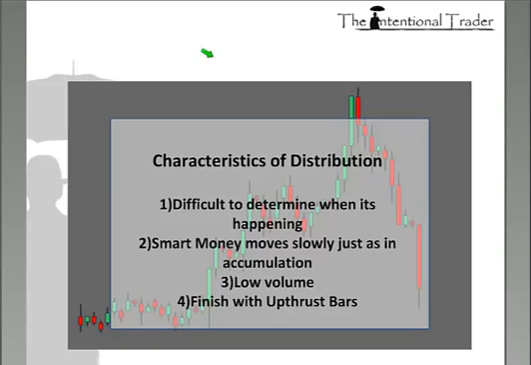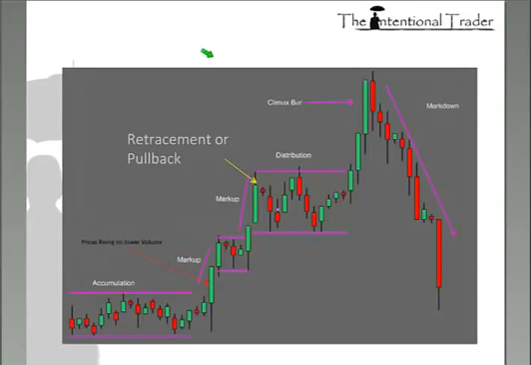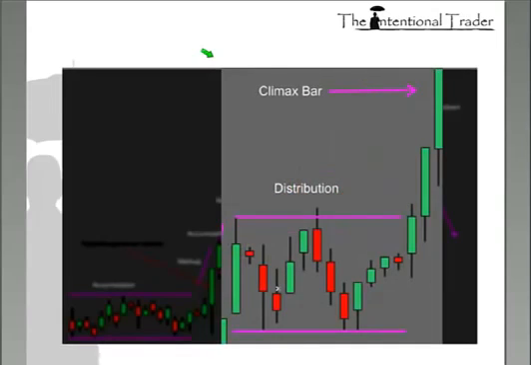But then it peaks at the end of the distribution with some major upthrust bars. Okay? So they're going to go through the distribution, and it'll look very much like accumulation. They will be picking up their profits during distribution, and then at the very end, again, same thing, it looks just like accumulation. Suddenly you'll get a few very hard upthrust bars that again happen on relatively low volume. Okay?